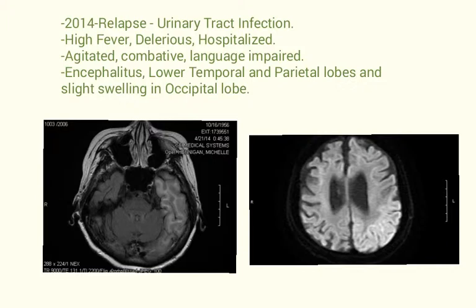She became delirious and had to be hospitalized for a period of approximately 2 months. During the hospital stay, she was combative, agitated, language impaired, and she had developed encephalitis, a swelling of the lower temporal and parietal lobes, and a slight swelling in the occipital lobes.